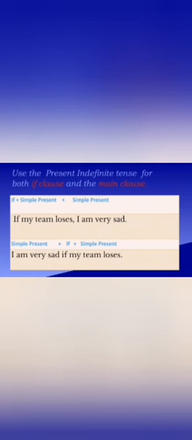Class, use the present indefinite tense for both the if clause and the main clause. For example, if my team loses, I am very sad. Or you can also write this sentence as I am very sad if my team loses. The only difference in these two sentences is that when you are using the if clause first, then you have to put a comma after the if clause. And if you are using the if clause later, then there is no need to put a comma before it.